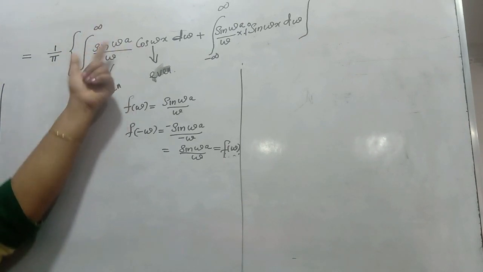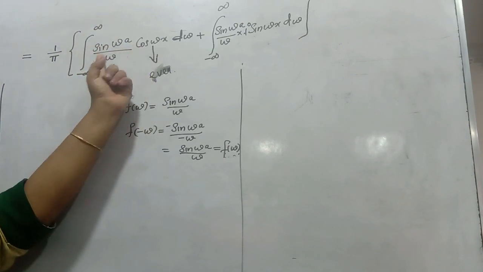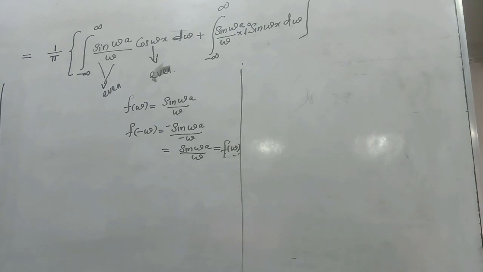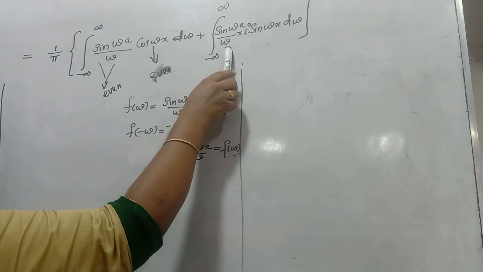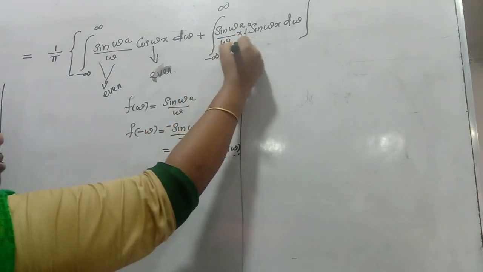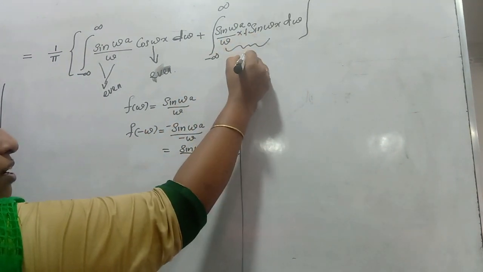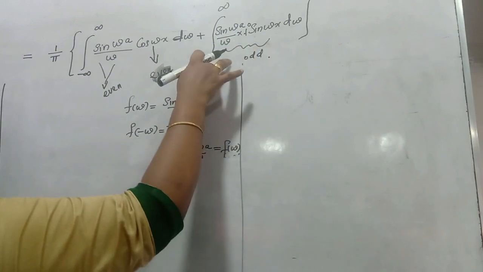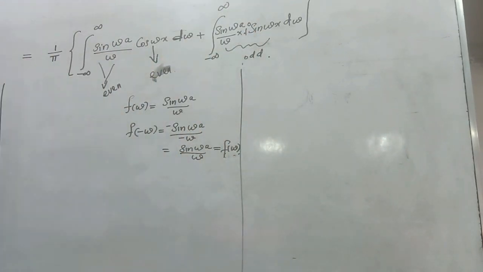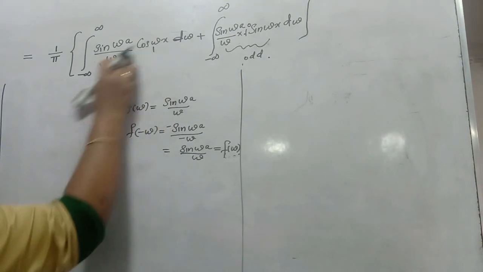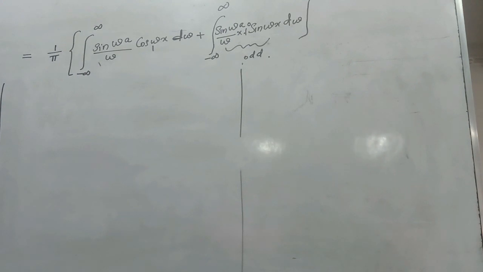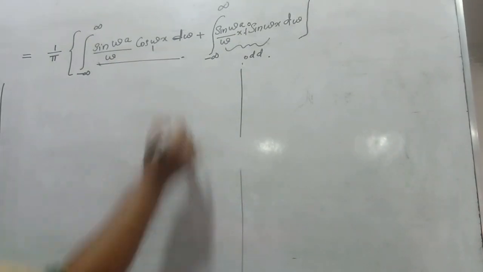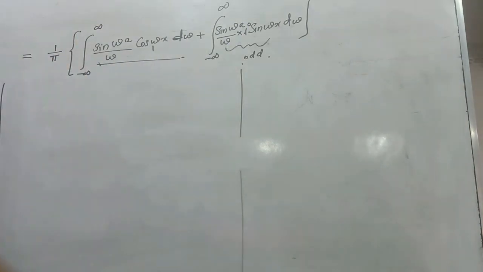Here the product of these two functions is also an even function. And here sin is always an odd function, and sin omega a by omega is an even function, so the product, odd into even, is an odd function. So if we integrate the function over this interval, what do we get? The value is 0. So what can we say from here? The term sin omega a by omega into cos omega x d omega exists, and the second integral vanishes.